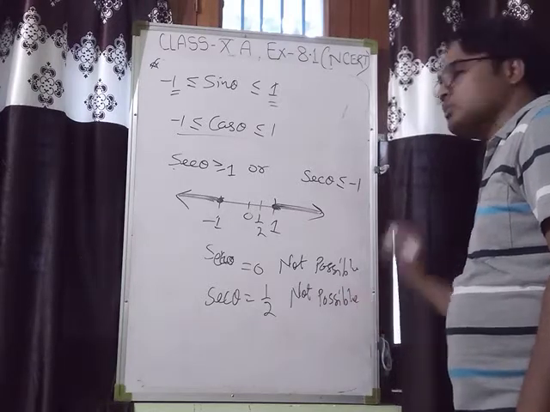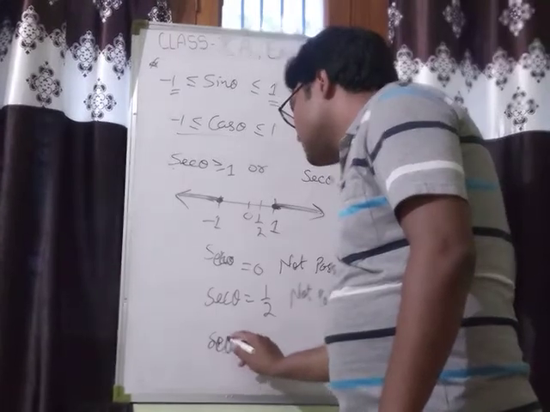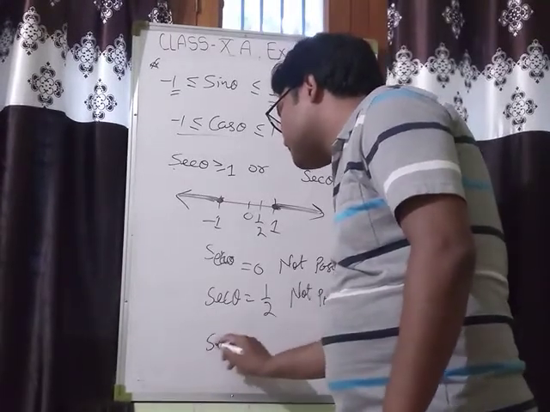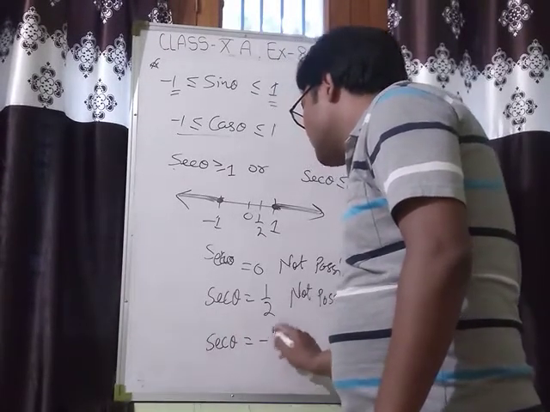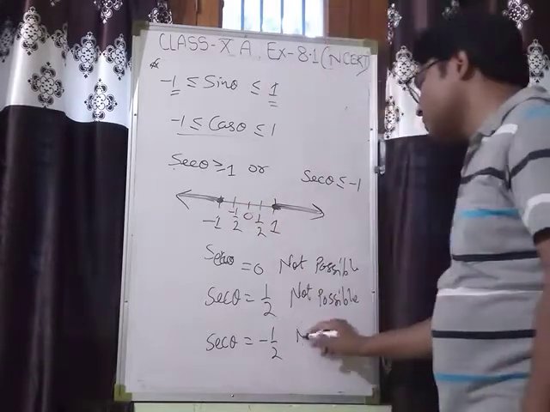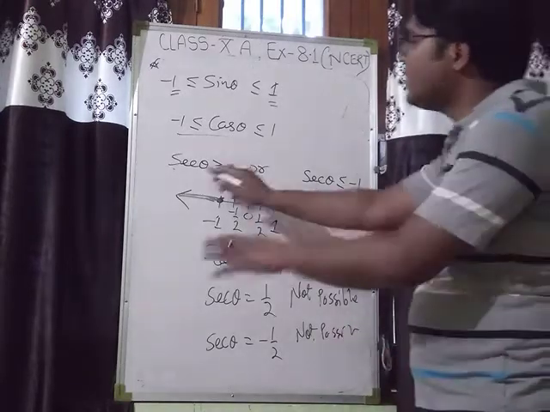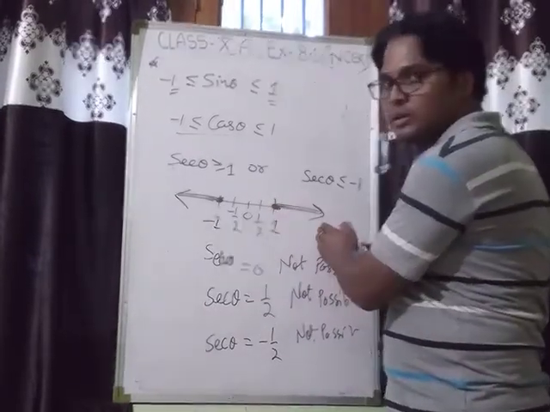If someone asks you that sec theta is equal to -1/2, see, -1/2 is here, it will not be found, not possible. Okay? See, the value of sec will always be greater than 1 or less than -1.